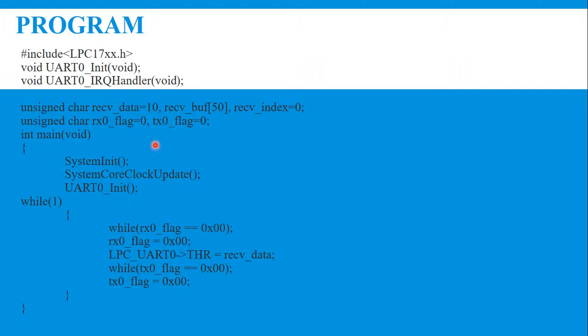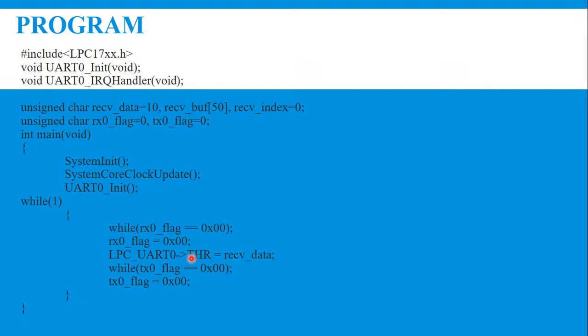So here in the main part of the program, initialization of the system and core clock update are the common. As we said, the PLL and clock information is going to be updated by these two functions. And UART0 initialization. Once you initialize the UART0, it's ready to receive and send data, right? So now it will check whether the receive flag is equal to 0. If it is not equal to 0, then the transmit register is going to be loaded with the received data. Whatever received data is available, if the flag is not 0, that data will be moved to the transmit register.